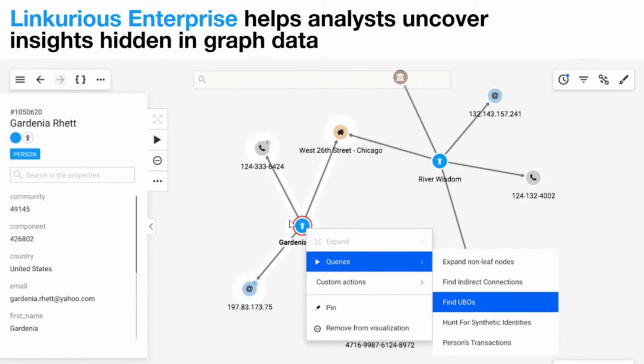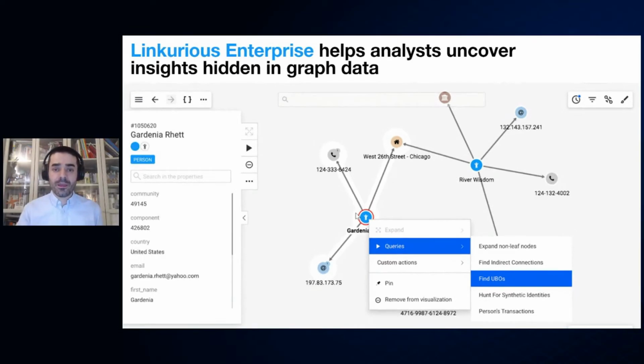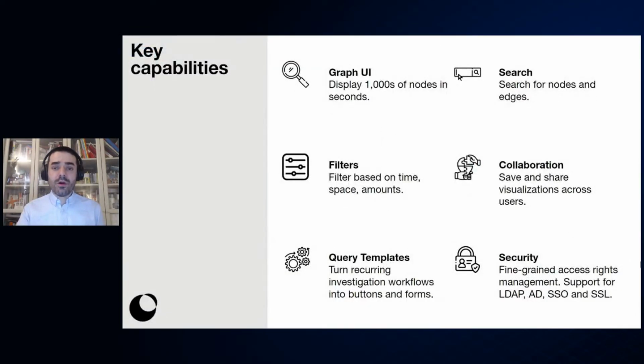And then with this interface, anyone in your team can start searching, exploring the data, and uncover insights that would otherwise remain hidden. So Linkurious Enterprise is really helping teams of analysts throughout the world extract new insights from Azure Cosmos DB. There's a number of things really that help our clients achieve that.